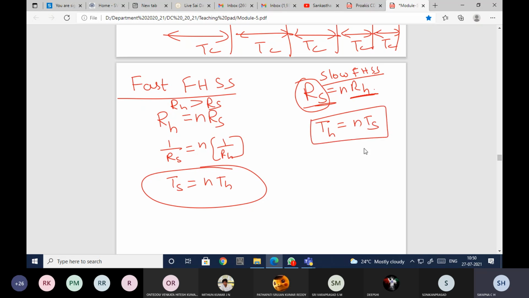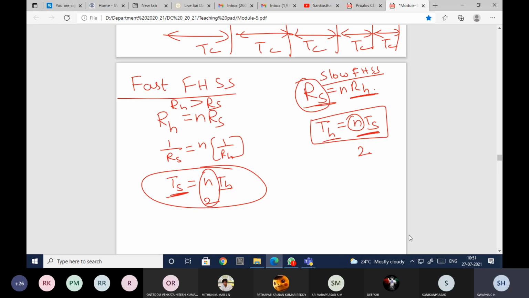It means that if I take n value as 2, in one hop I'm able to transmit two symbols. Here if you just observe, in the same way you take 2. In 2 hops, the same symbol will be transmitted 2 times. So that is the difference. That is the reason here the hopping is changing fast. It is hopping faster. So that is the reason it is said to be the fast frequency hop spread spectrum. So TS is equal to N TH.